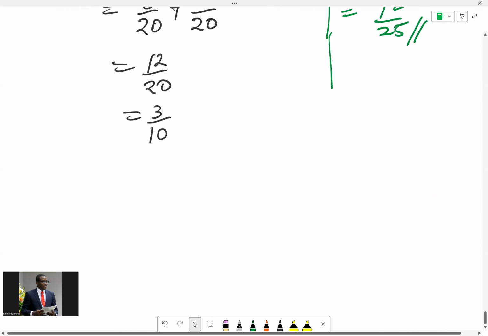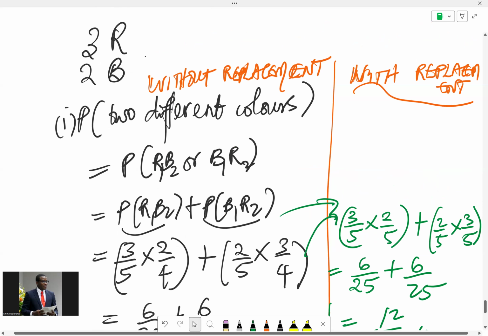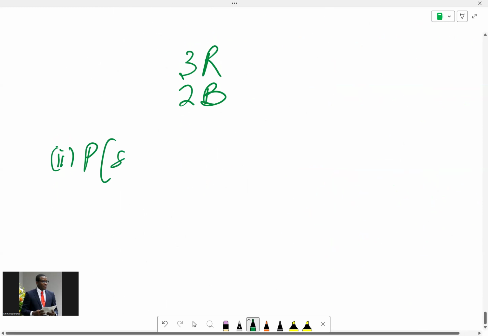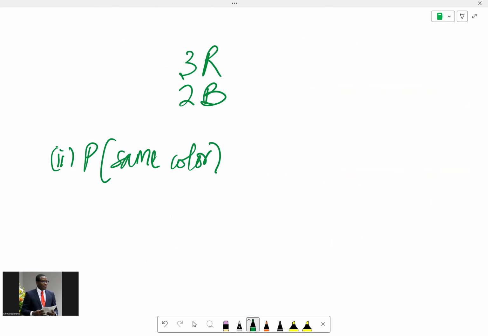Okay. So again, can we still talk about that? Can we still extend that? Okay, you have three red, two blue. So you have 3 red balls, 2 blue balls. So the question now is, what is the probability that you have the same color, so that the two are the same color when you draw 2?